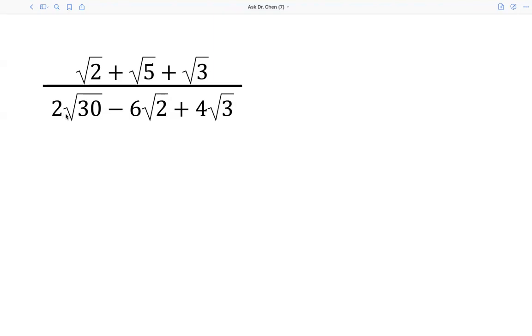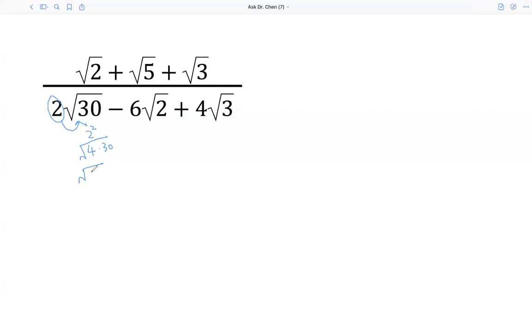So what can we do? In the denominator, somehow we want to manufacture something similar to the numerator. If we could find a multiple of the numerator, that would be ideal. Well, let's push the 2 back inside. We have 2 squared, which is 4, and 4 times 30 gives the square root of 120.